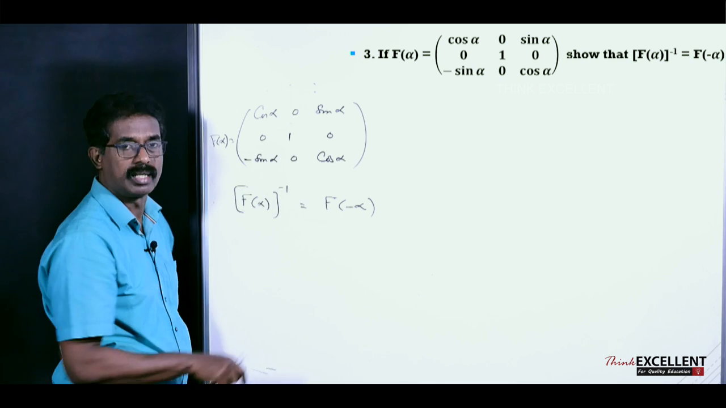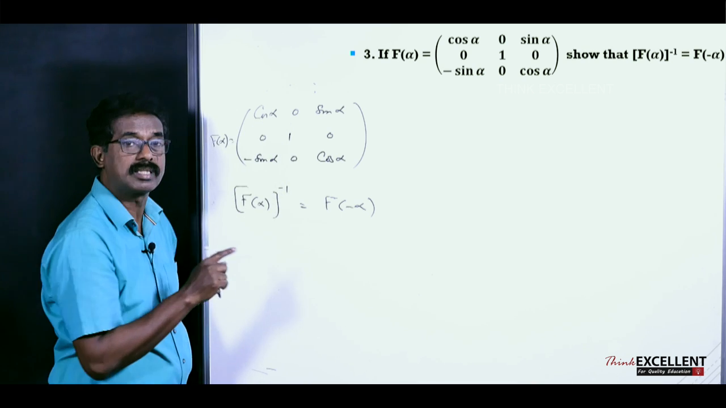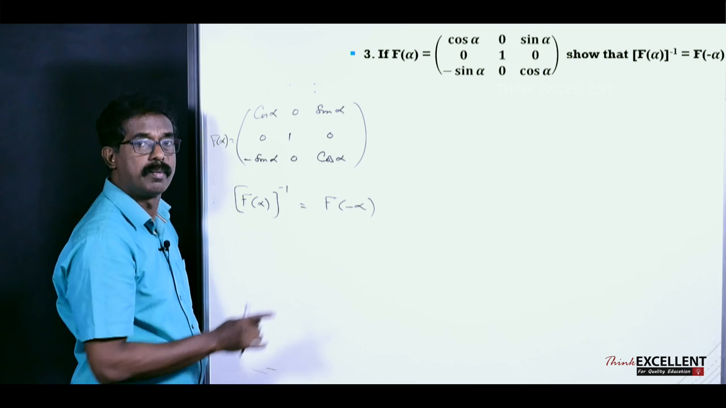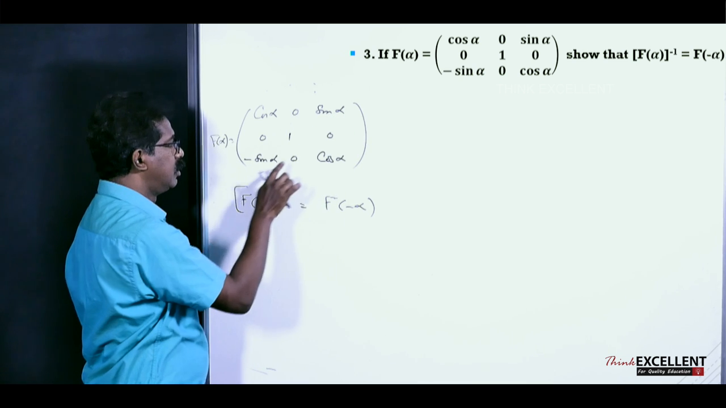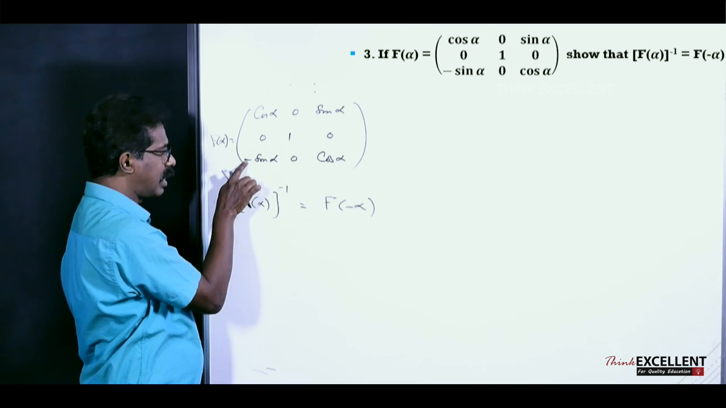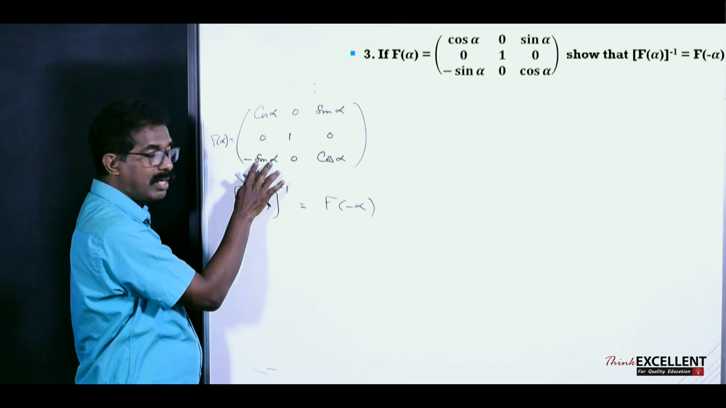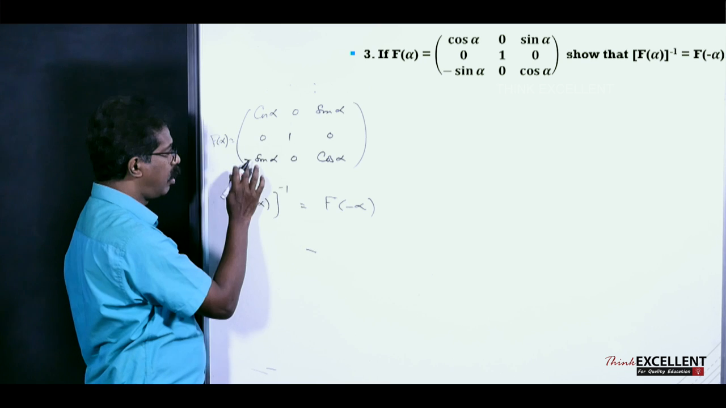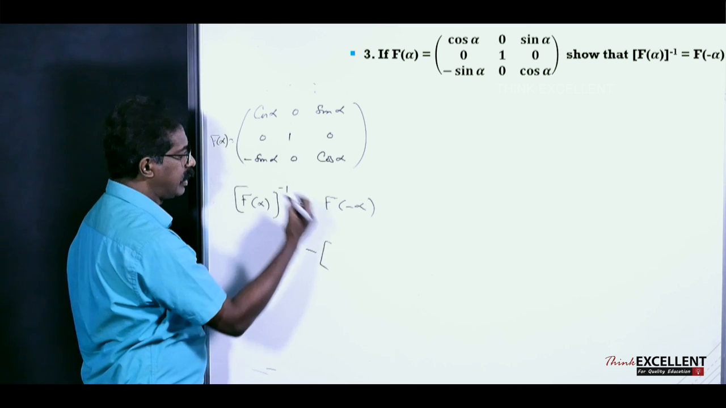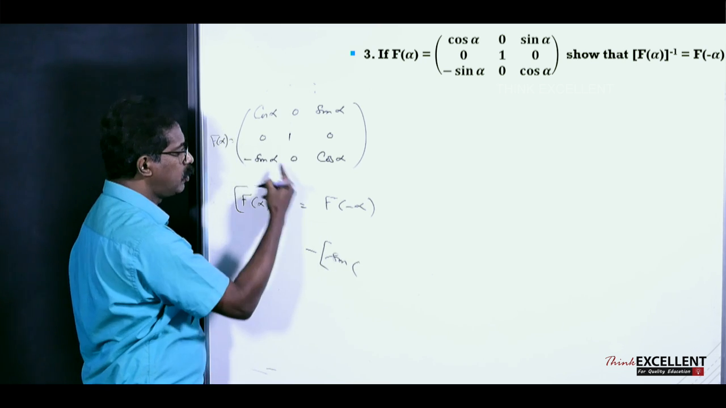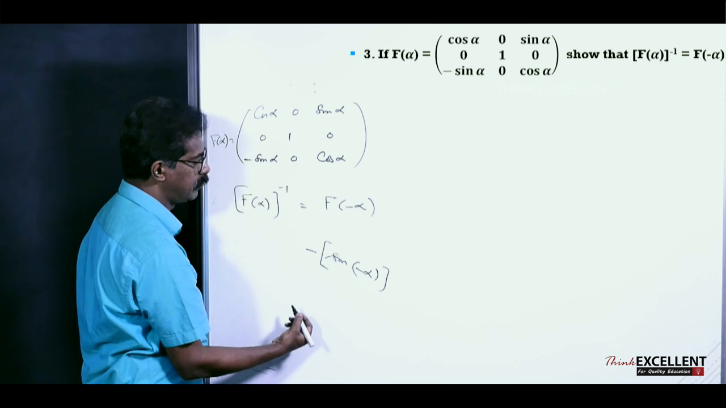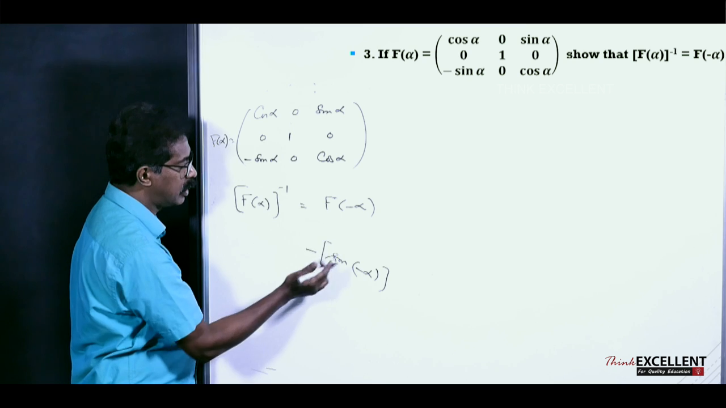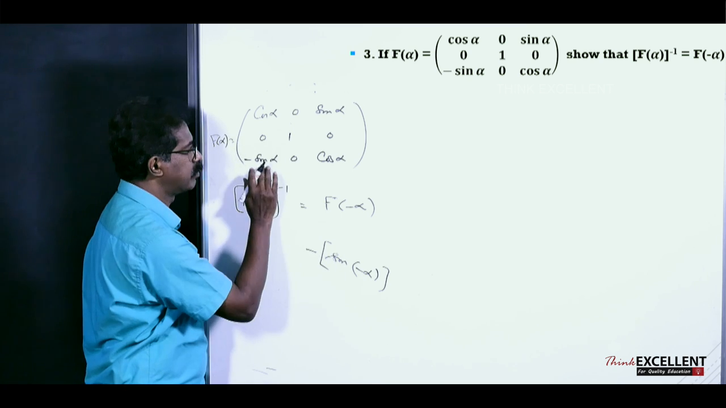Cos minus alpha, what is cos minus alpha? Cos alpha, 0. Sine minus alpha is minus sine alpha, and a minus is already here. Minus of sine, for alpha you put minus alpha. Sine minus alpha is minus sine alpha. That minus and this minus together become what? Plus. So this will become sine alpha.